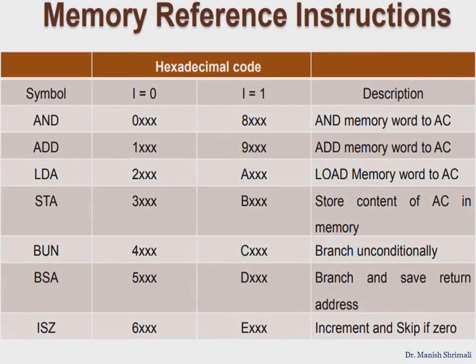In this diagram or table, you can see some of the memory reference instructions. In the first column we have the mnemonics, that is, the symbols used in memory reference instructions. The next 2 columns are the hexadecimal codes, and finally the last column shows the description for each instruction. As you can see, we have AND, ADD (load memory word to the accumulator), then store content of accumulator in memory, then branch unconditionally, then branch and save return address, and increment and skip if 0.